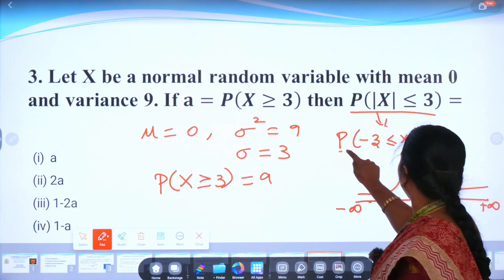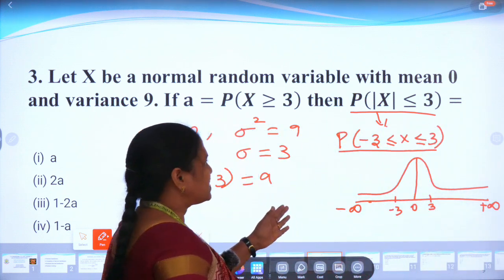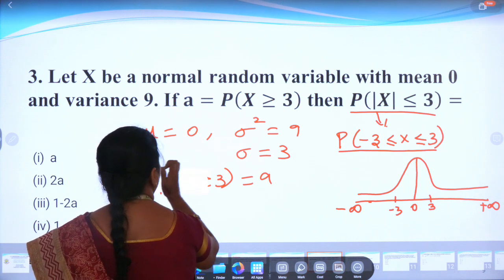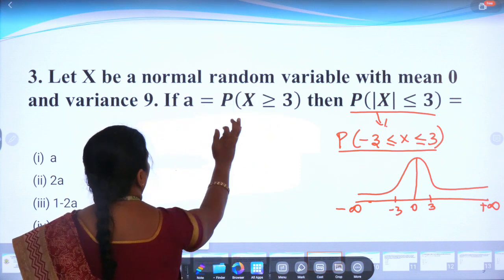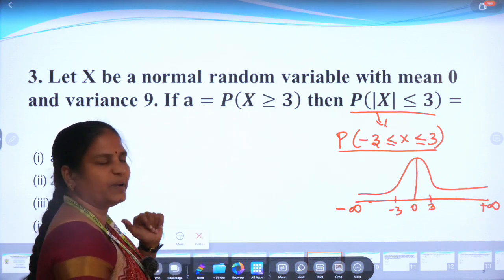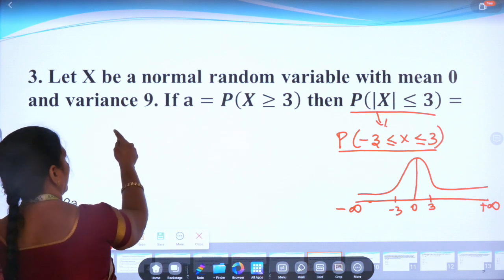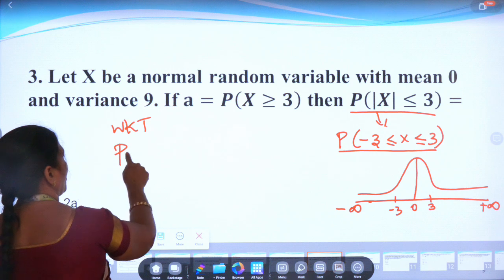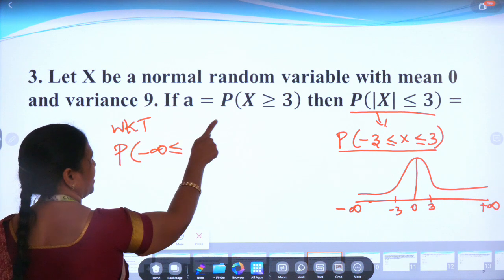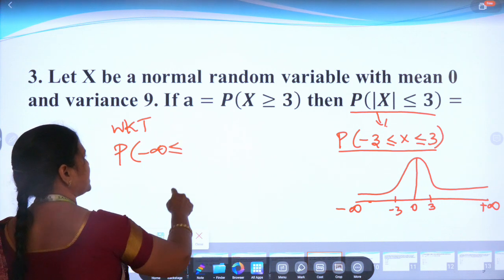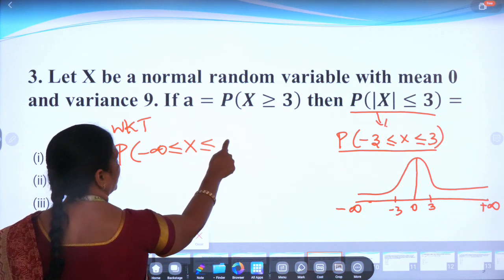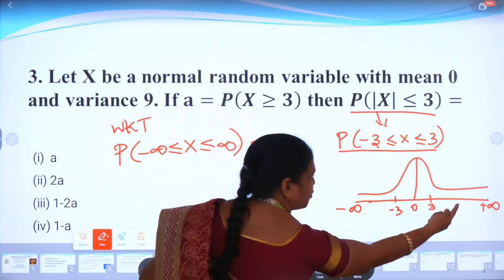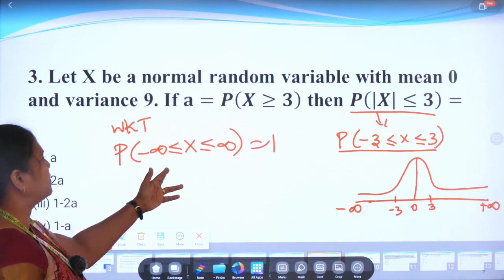So we have to find the probability of minus 3 less than or equal to X less than or equal to 3. To write the value, we know that the total area under the normal curve is 1. So we can write it as the probability of minus infinity less than or equal to X less than or equal to infinity. The value is 1. From minus infinity to plus infinity, the probability under the normal curve is 1.